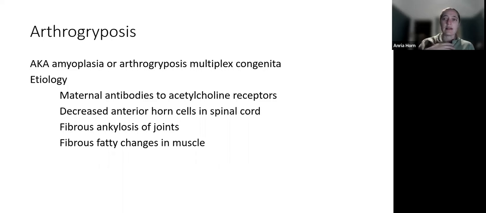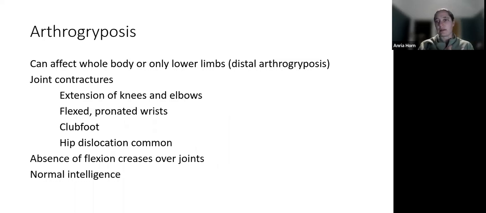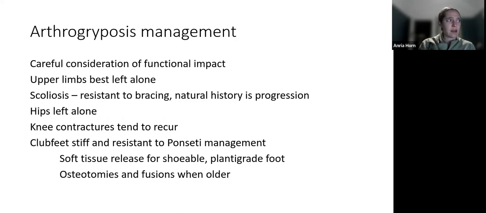And one of the key clinical or diagnostic features in these kids is the lack of creases around their joints. So they get smooth little finger joints and ankles and knees and so on because in utero they didn't move. So there's just no flexion creases. It can affect either the whole body or only the lower limbs, which would be distal arthrogryposis, basically joint contractures, typically extensions of the knees and the elbows, and fixed and pronated wrists with a clubfoot. They can also get hip dislocations. It's quite common. Like I said, no flexion creases, and they're usually of normal or actually above average intelligence. This is slightly anecdotal, but that's just been my experience. These kids are very bright.